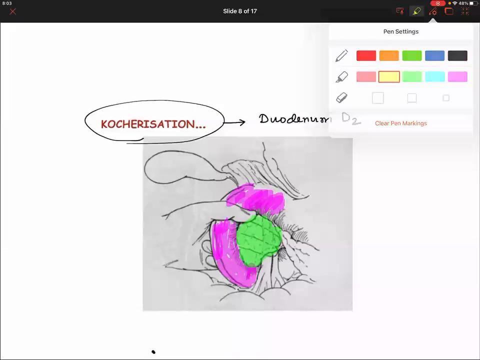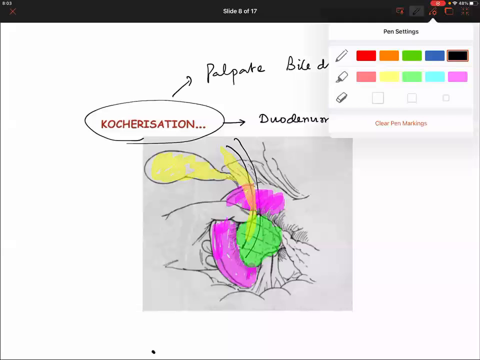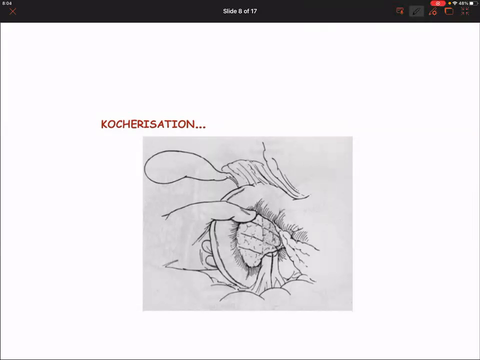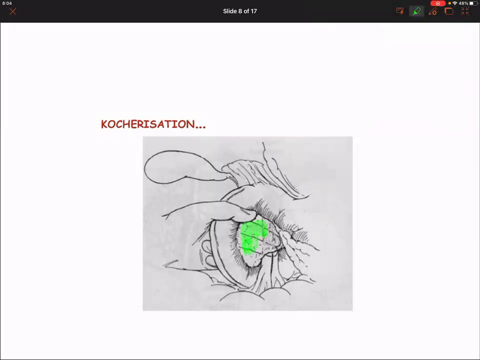What is being palpated here? No, not gallbladder. It allows you to palpate the bile duct. Very good. And what is the operator palpating? This is from a chapter on pancreatic tumor. He is palpating for a tumor in the head of the pancreas, for a gastrinoma. I will be teaching you pancreatic neuroendocrine tumors later. But I hope you have remembered the name Kocherization.